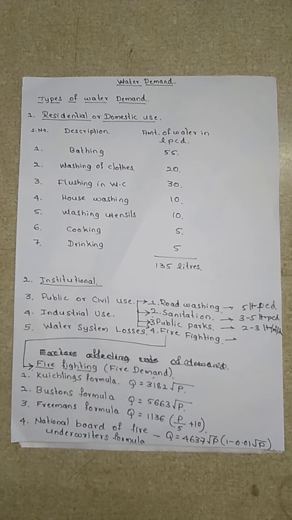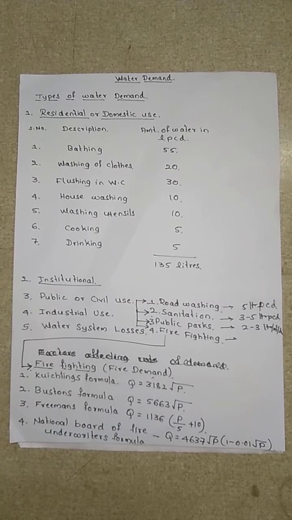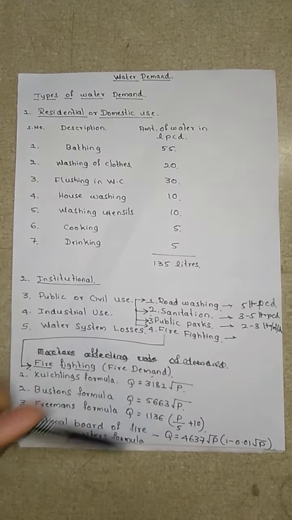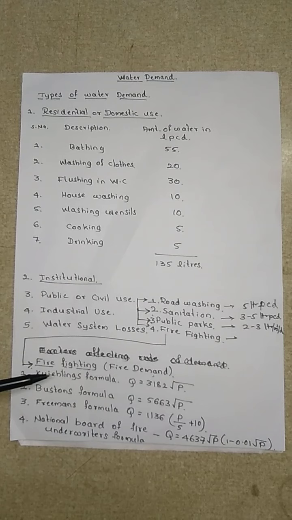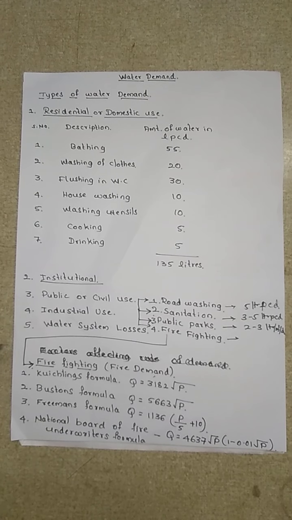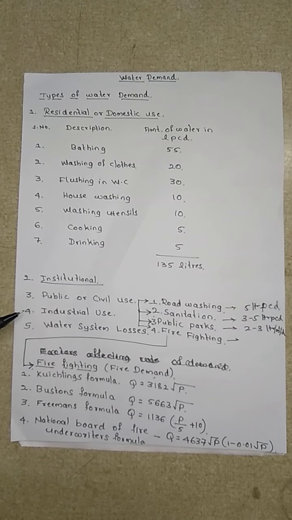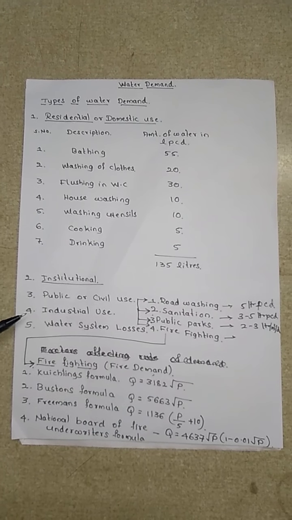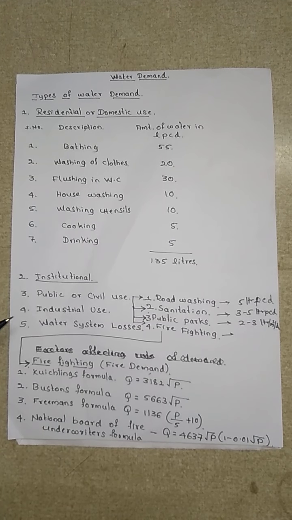Then firefighting, we have seen Kuichling's formula, Buston's formula, Freeman's formula, and the National Fire Board formula. We are going to use these particular formulas depending upon the population in terms of thousands. We are going to calculate all these different amounts of water requirement for firefighting purposes. Then industrial use also we have classified, and we have seen the table for the different industries, how much amount of water is required.